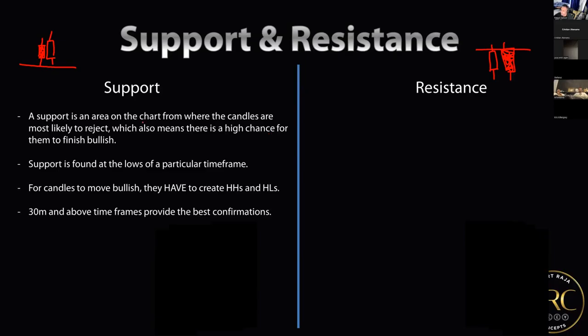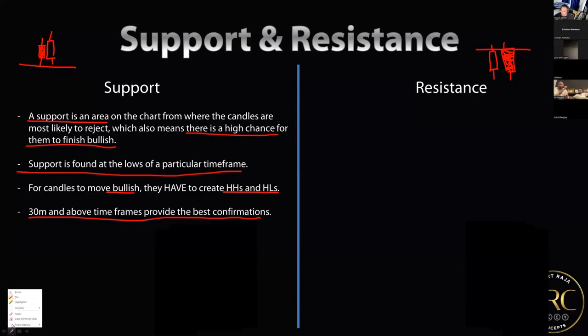A support is an area on the chart from where the candles are most likely to reject, okay? Which also means there's a high chance for them to finish bullish. That's it. That's the concept. A support is an area where there is a high chance for candles to finish bullish. If the candles are finishing bullish in an area on the chart, that's called support. Support is found at the lows of a particular time frame, like at the bottom of the market structure. For candles to move bullish, they have to create higher highs and higher lows, right? Like from support, there's a high probability for candles to form higher highs and higher lows. 30-minute and above time frames provide the best confirmation for supports.